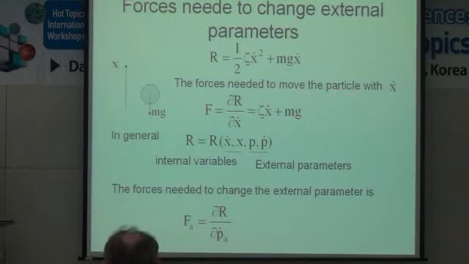Now, in general, you can show that if you have a Rayleighian that includes some external parameters, p and p dot, then the force needed to change the external parameters is given by this formula. It's simply taking a partial derivative with respect to the external parameters. That gives you the conjugate force, which is what is needed to change the external parameters.